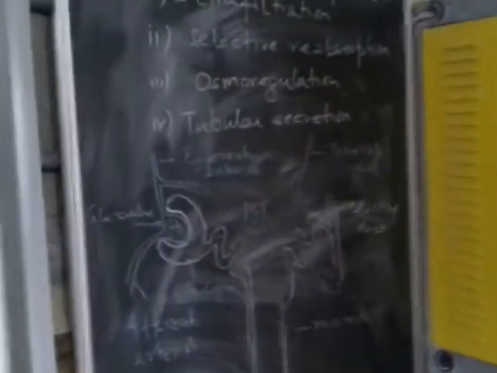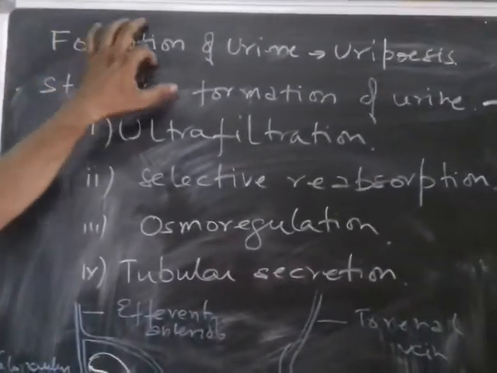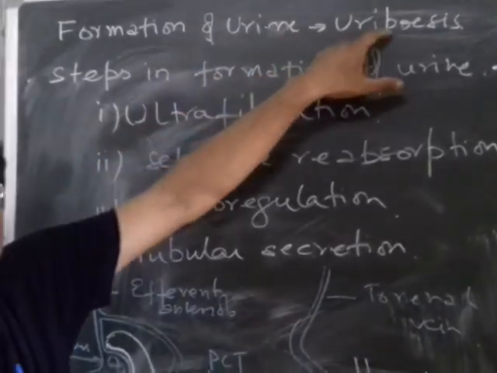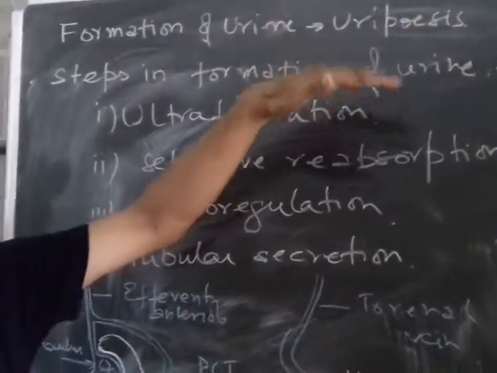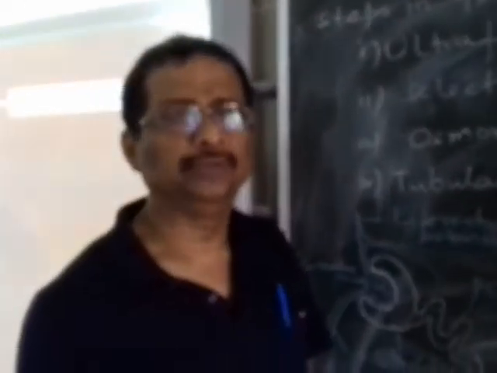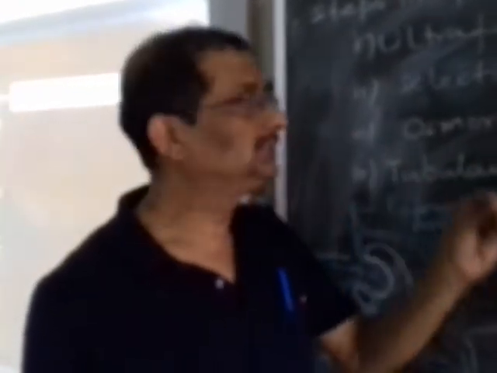Now we are going to study in outline what the functions of the kidney are. Before that, I want to tell you that the formation of urine is called uropoiesis. Okay, just mark the term. Uropoiesis is the formation of the urine, but the act of passing out the urine is called micturition. And urine contains various components. We'll discuss that in due course.